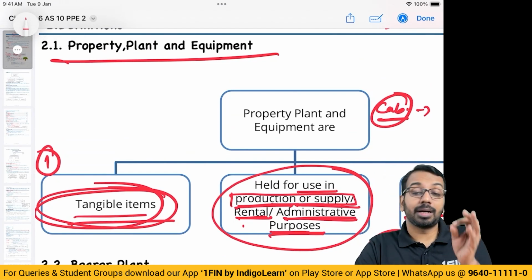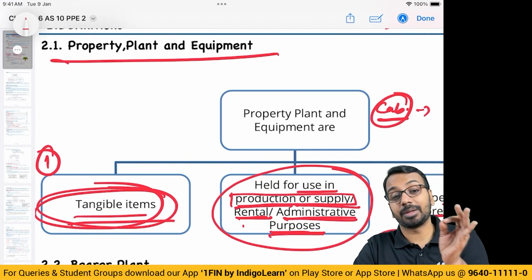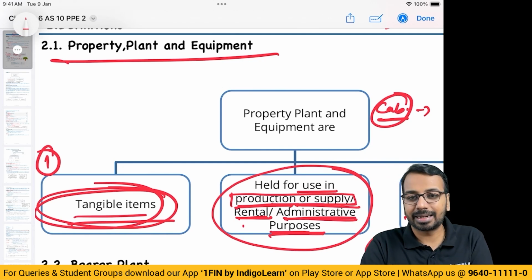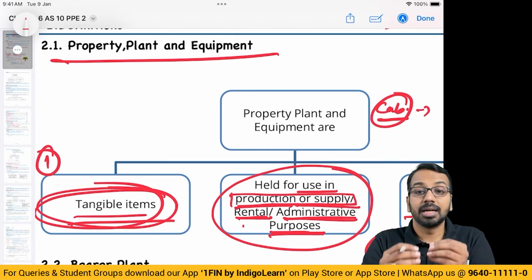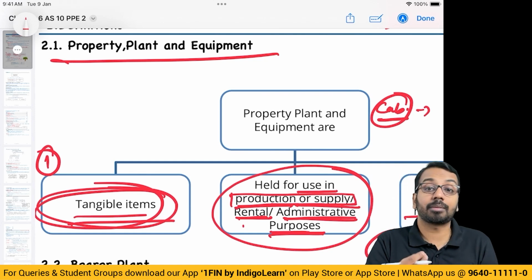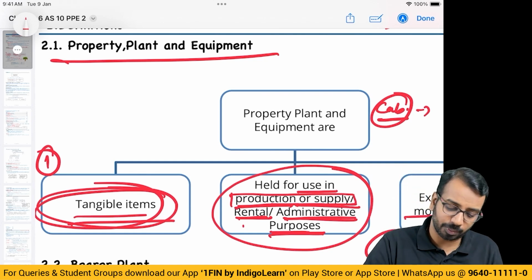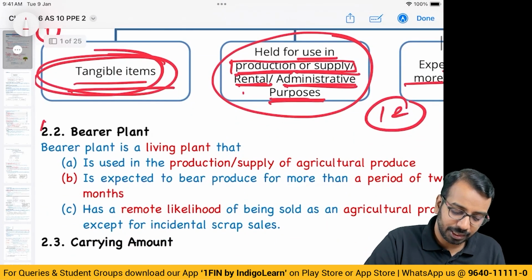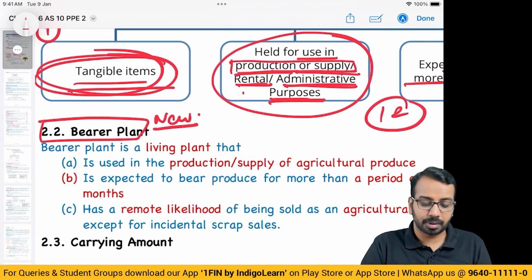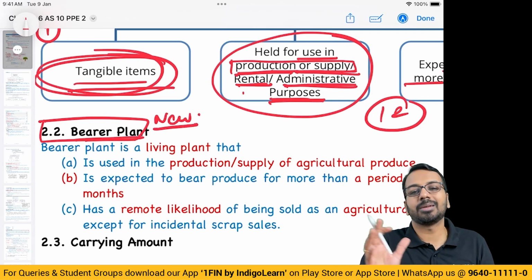Property, plant and equipment is one of the most important items in the balance sheet, and this definition as such is not directly related or relevant for your exams, but sometimes they may ask you for MCQ. So that is one thing you can keep in mind, but other than that, there is nothing great to be understood here. This is important because this is a new concept. So what is this new concept? Bearer plant. What is a bearer plant?